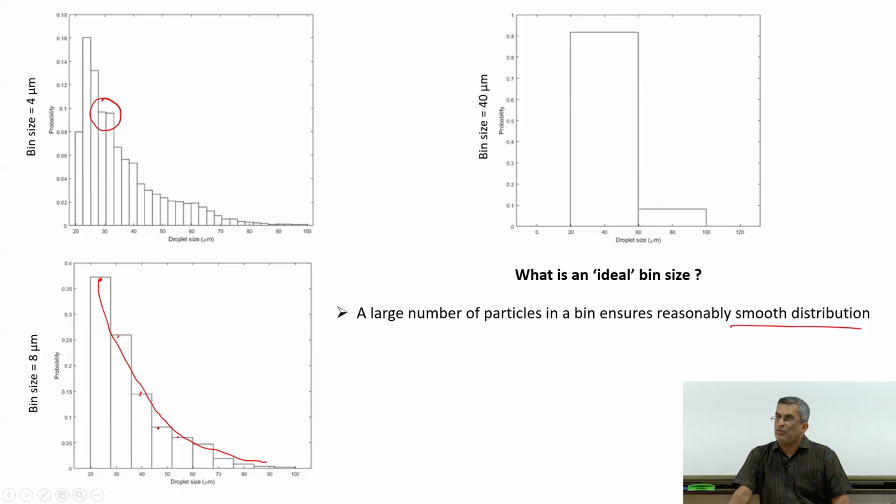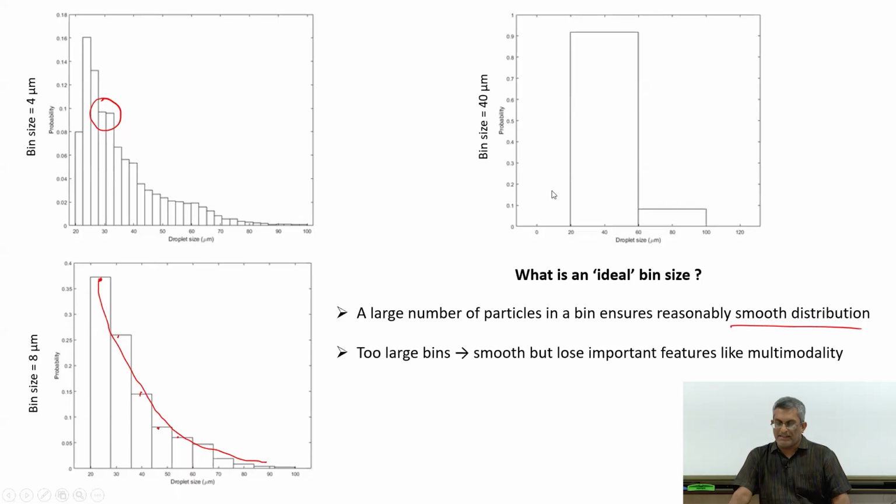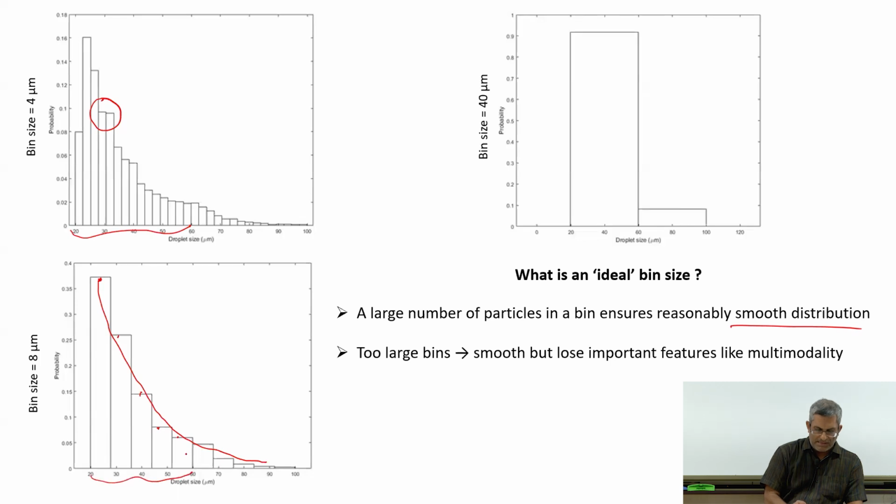But what happens if you choose a very large bin size, let's say like this? Then in that case, we lose important features like multimodality. What is meant by multimodality? This means that the behavior of the particles within that bin, for example, you see between 20 to 60 micron here, or say here, we see some trends which are completely absent here. Okay, so that kind of limits the large value of bin size that you can select.